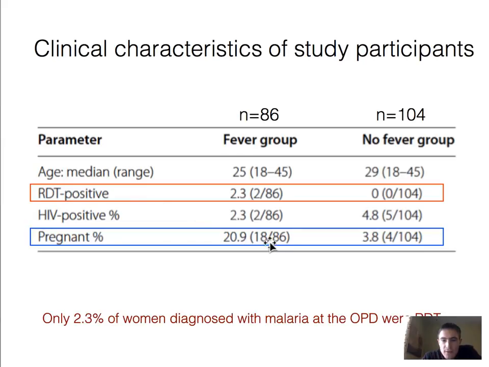Interestingly enough, a large proportion of these women was also positive on pregnancy test. They were pregnant, 21% of these women. Among the asymptomatic participants, none were positive on the malaria rapid test, and a lower proportion were pregnant.